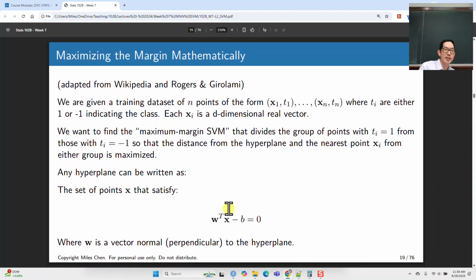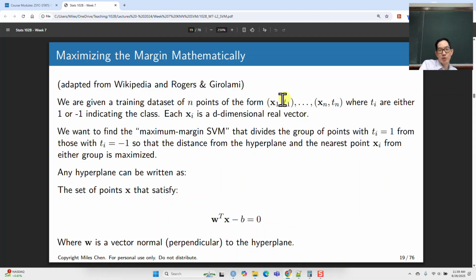How do we maximize this margin mathematically? We can come up with a series of equations here, and this will get it into a form that we can ask the computer to then optimize. The computer is going to do something called quadratic programming, which is an iterative method to find an optimum.